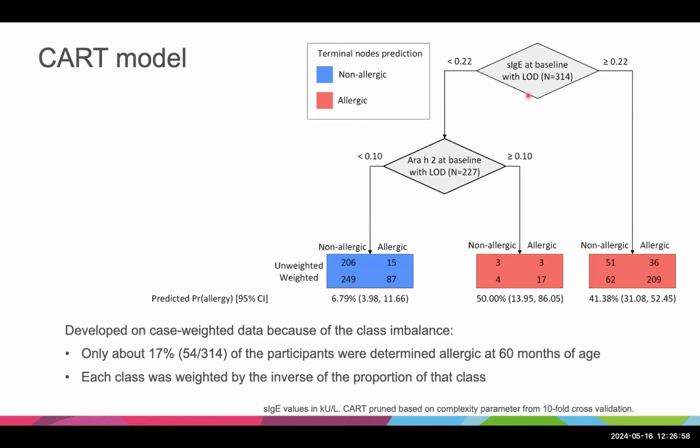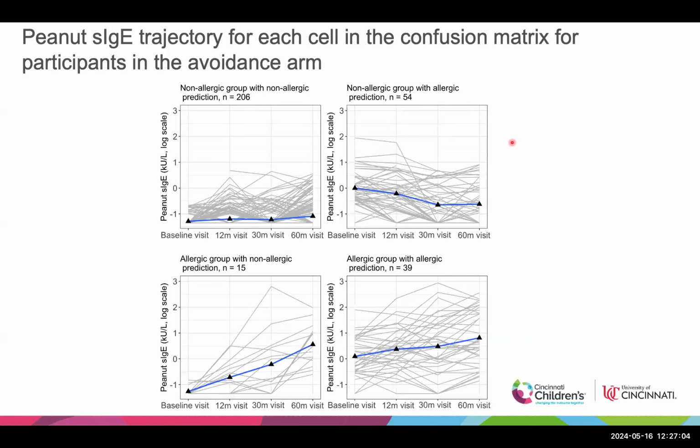Because peanut-specific IgE was the main variable, we were curious how this variable changes over time. Keep in mind, the model did not see these data. The model only saw the baseline data. On the x-axis are the baseline, 12 months, 30 months, and 60 months. Also keep in mind that this is their age, so 12 months is not 12 months past baseline, it's 12 months old. The y-axis is the peanut-specific IgE, on the log scale.